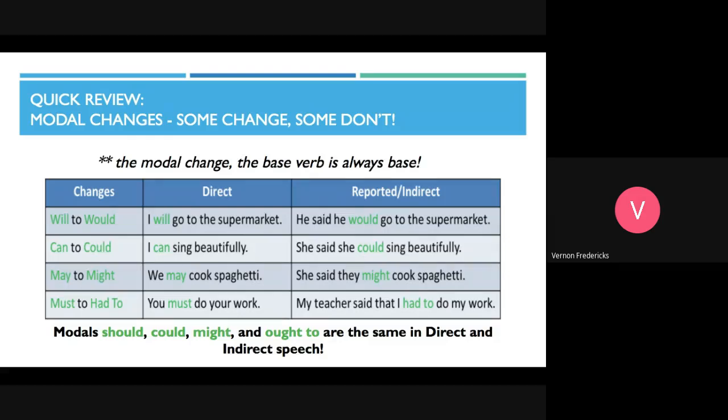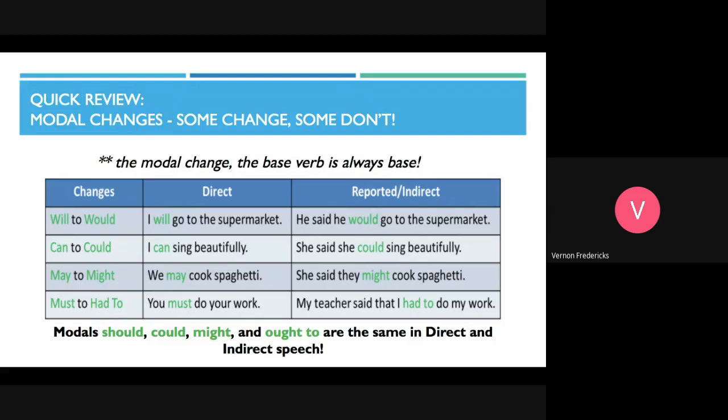So, will changes to would. Can changes to could. May changes to might. And must changes to had to. So these four changes: will to would, can to could, may to might, must to had to.